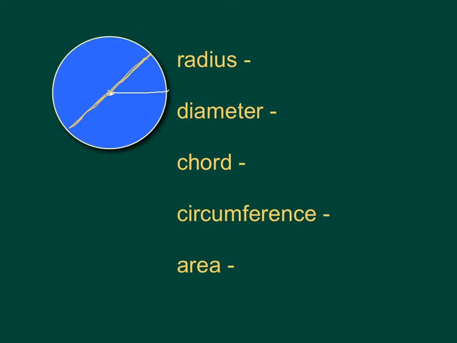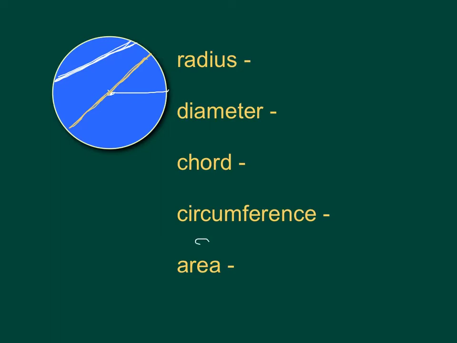This third word here, chord, is something a lot of you were asking me about during your last acuity test. A chord is just a line segment that goes from one side of the circle to another. It doesn't have to pass through the middle though. So a chord might be something that looks like this. That would be an example of a chord. It just goes from one part of the circle to the other.